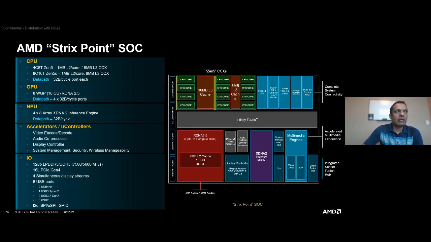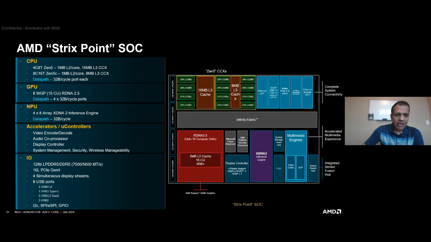Graphics workloads are more bandwidth sensitive, and allowing it to take advantage of that large data path is something that's critical for us. Going to the third compute pillar, the NPU has a 4x8 array of an XDNA2 inference engine, and that is connected to the Infinity Fabric through a 32 bytes per cycle data port as well.